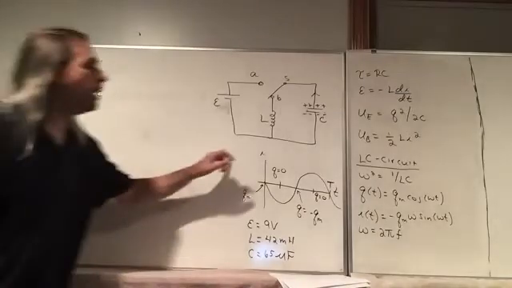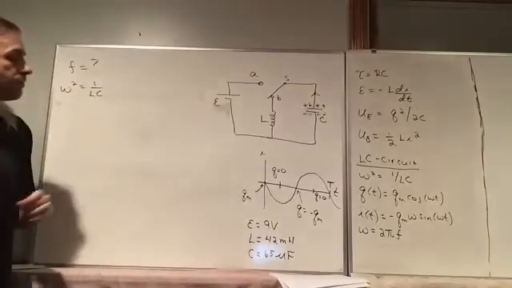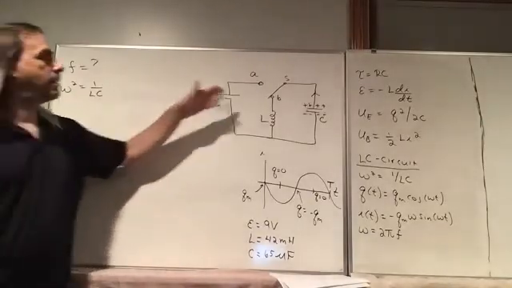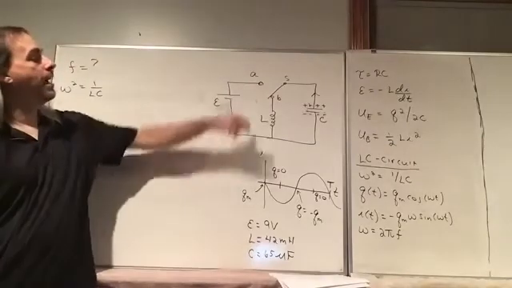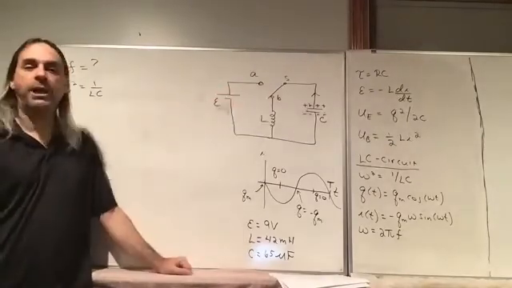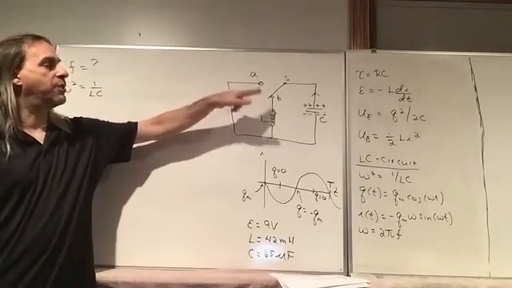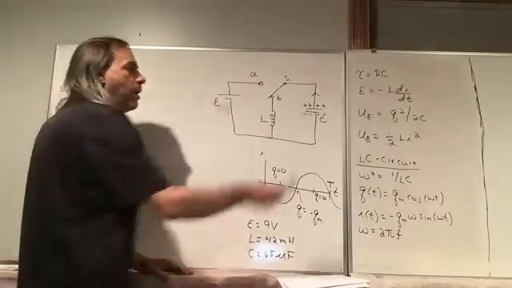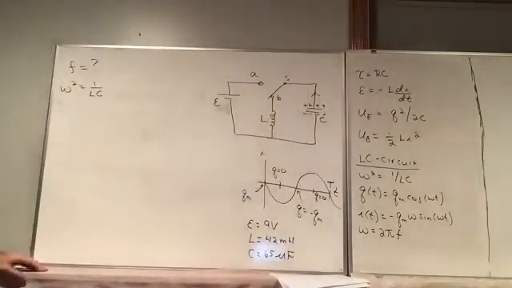So we have a battery, an inductor, and a capacitor in the switch. And the values are given here. We start out with the switch in position A to fully charge the capacitor. Then we flip the switch to position B. And we know that the current and the charge are going to be oscillating in this LC circuit.